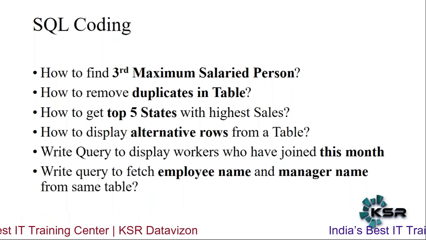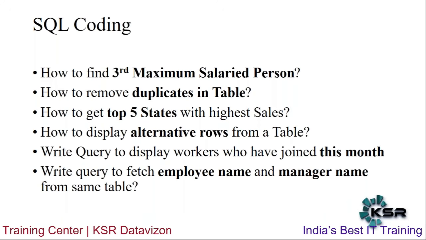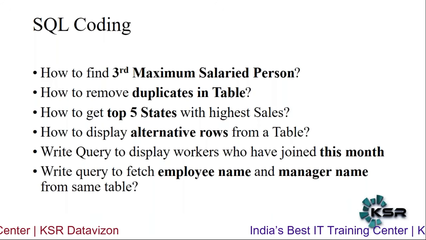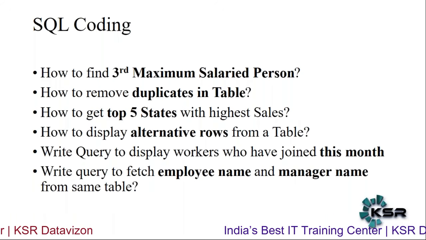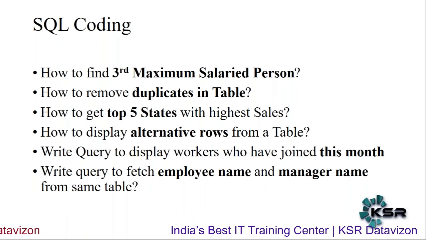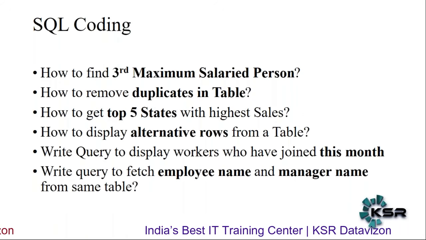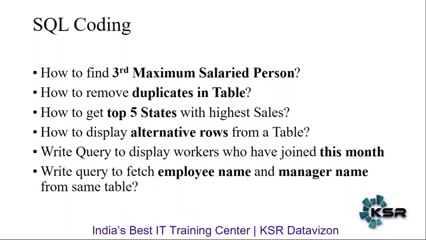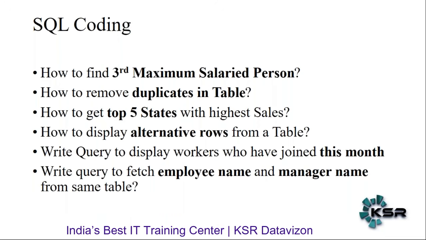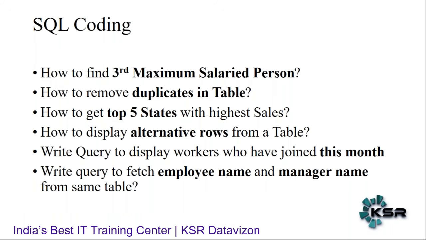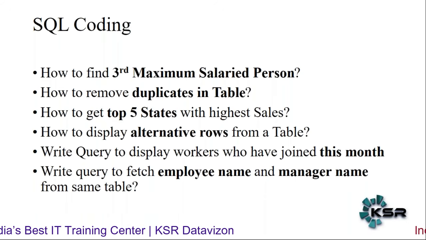How do you find the third maximum salary? This is possible in many ways, but I would prefer to use rank or dense rank. By using rank and dense rank based on the salary, you'll get a rank of 1, 2, 3, 4. On top of this, write a subquery and filter the rank equal to 3. You will get the answer. There are a number of ways to do it, but I would always prefer window functions because they have advanced functions which will help us to do this.